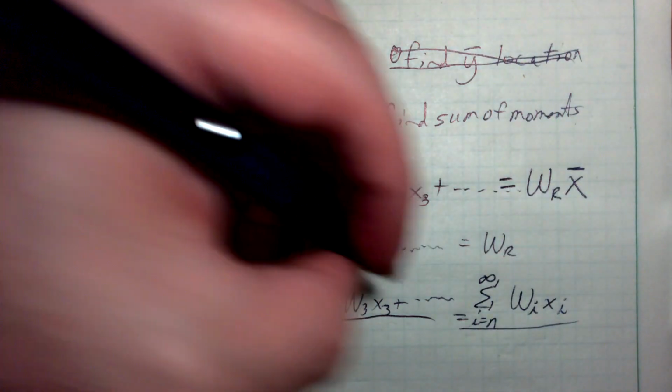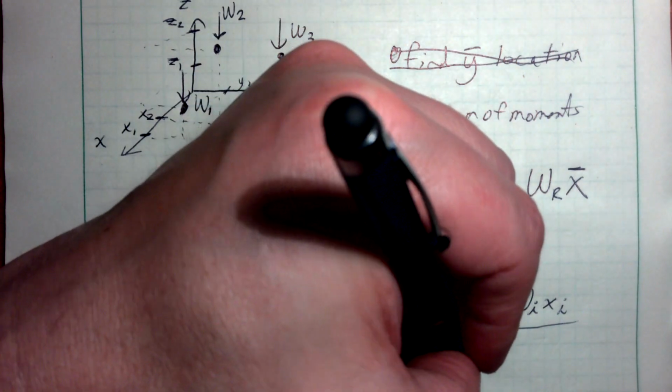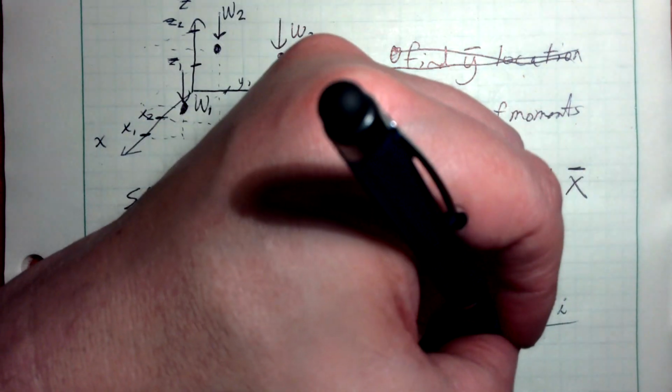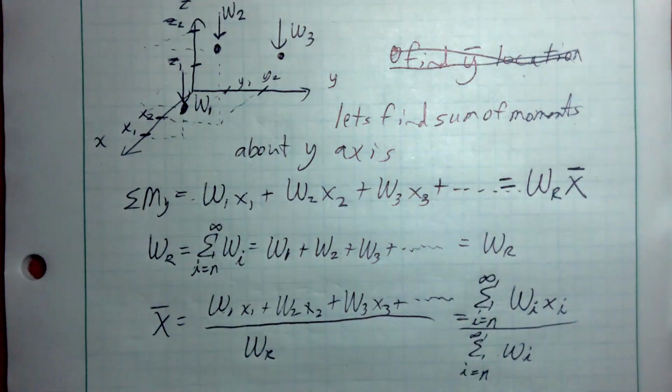We've already said the resultant weight is what happens when I add up, for all i up to n, as many as I've got, all the individual weights. This is how I'd find x bar.